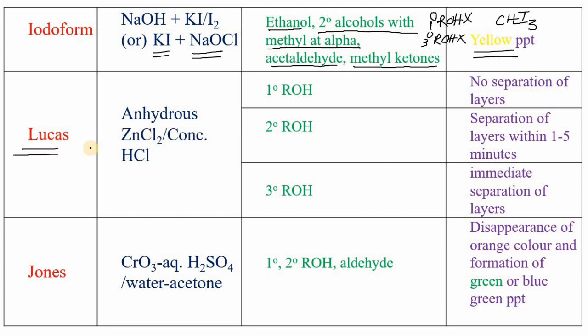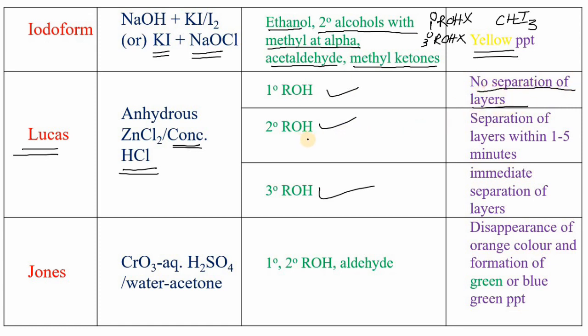Lucas test. The reagent for Lucas test is anhydrous zinc chloride dissolved in concentrated HCl. You can distinguish primary alcohol, secondary alcohol, and tertiary alcohol by using Lucas reagent. In case of primary alcohol, there is no formation of alkyl chloride when you react with Lucas reagent. That's why there is no separation of layers.